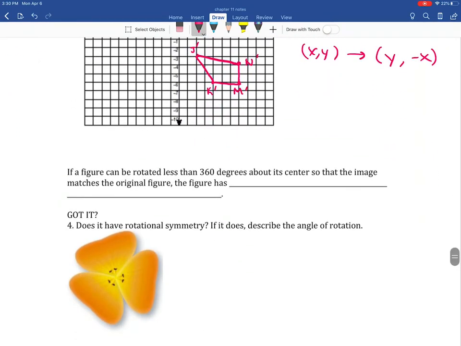The last part of this lesson is talking about symmetry. If a figure can be rotated less than 360 degrees about its center, so that the image matches the original figure, the figure has what we call rotational symmetry.